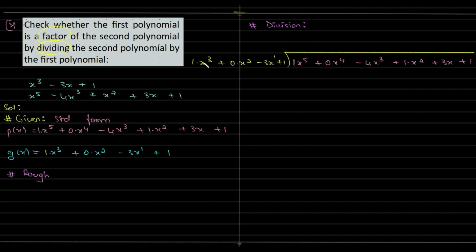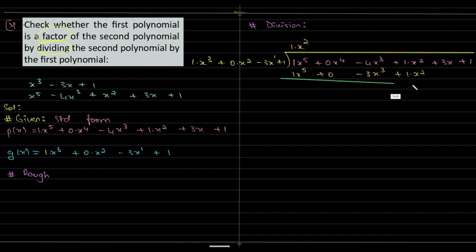So x to the power of 5 divided by x cube is x to the power of 2. 1 divided by 1 is 1. Then we have to multiply this with all of the divisor. So we have 1 x to the power of 5, plus 0 into something is 0 itself, minus 3 x to the power of 1 into minus 1x square, which is minus 3 into plus 1 is minus 3, x cube, plus 1 into that is plus 1x square.